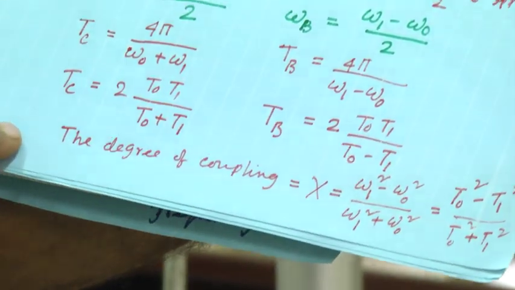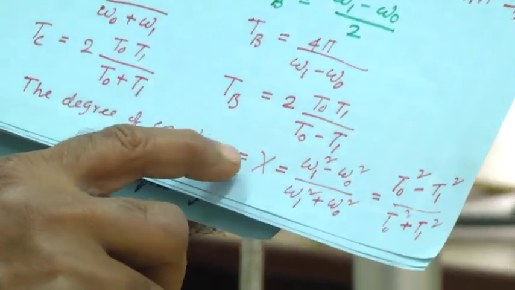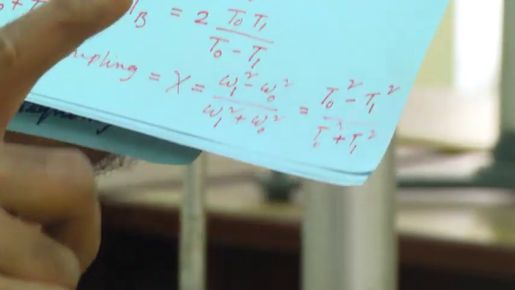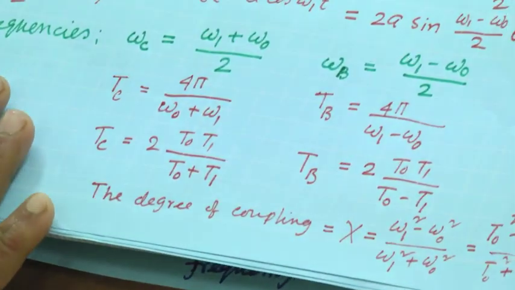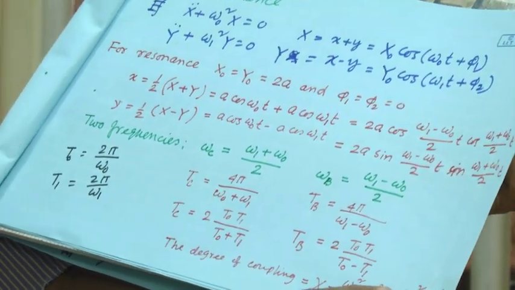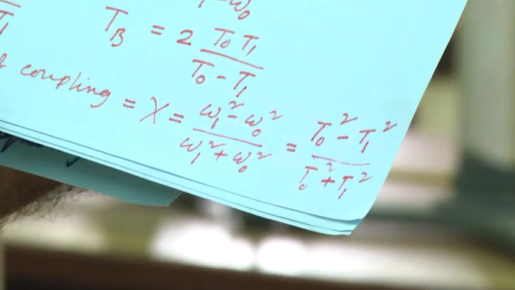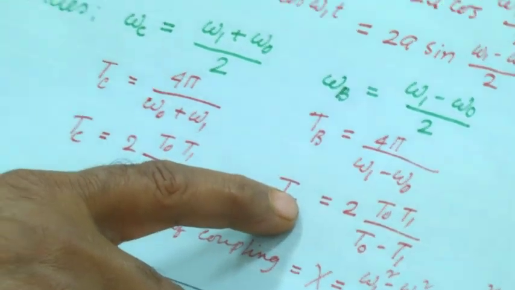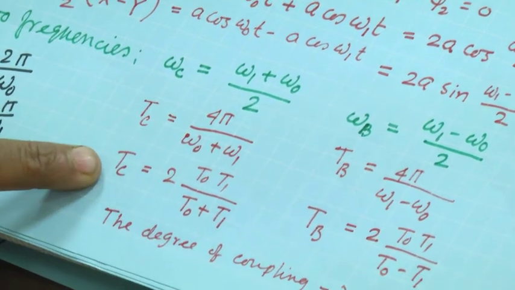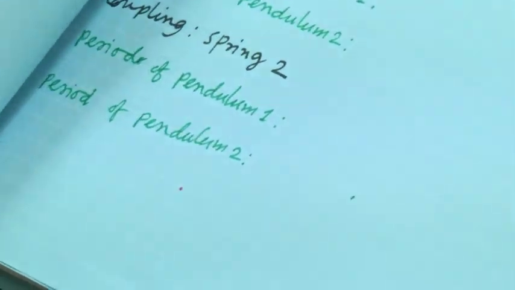Okay. So, the degree of coupling is defined like this. This chi is (T 0 square minus T 1 square) divided by (T 0 square plus T 1 square). So, here you can see we basically just have to measure the time periods T 0 and T 1. Then all other things we can calculate, what is the beat time period, what is the coupled time period for the coupled pendulum. Okay. So, that is the experiment we will perform.